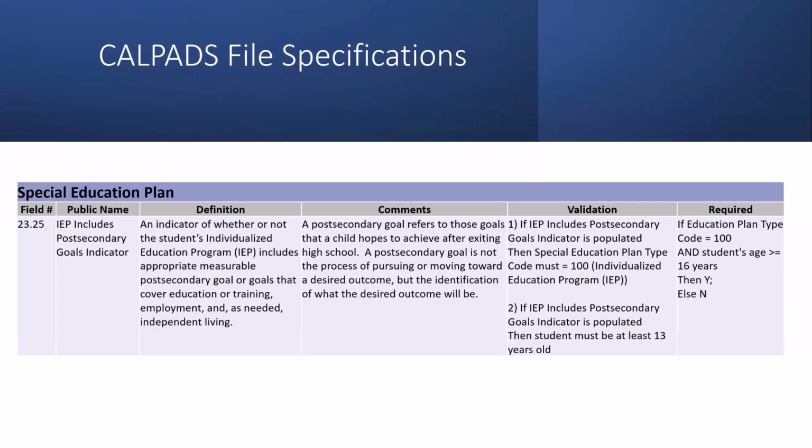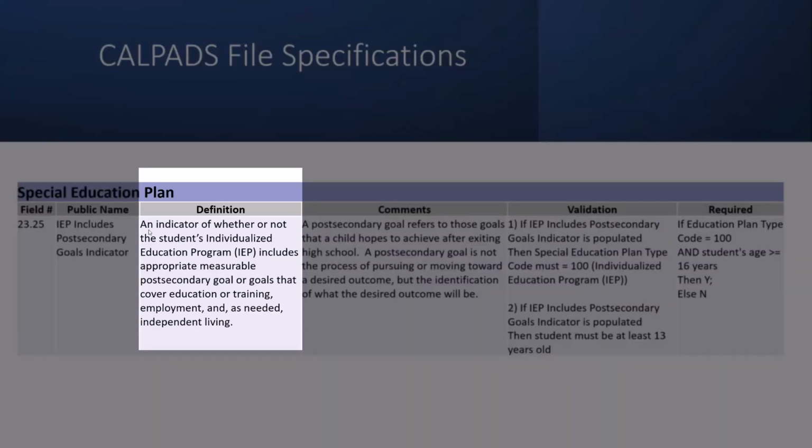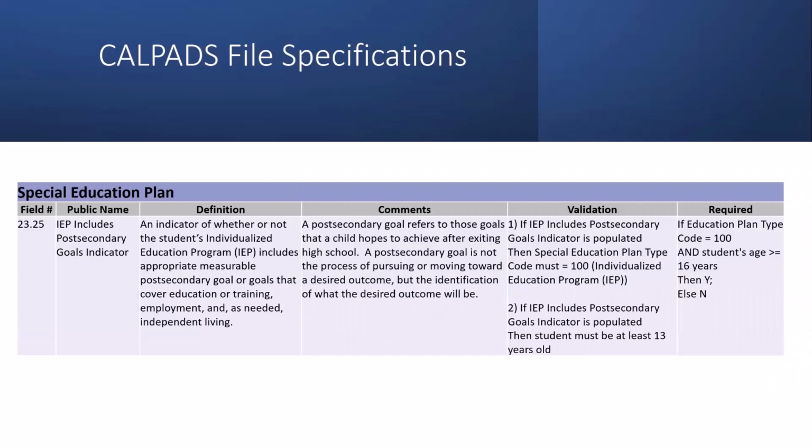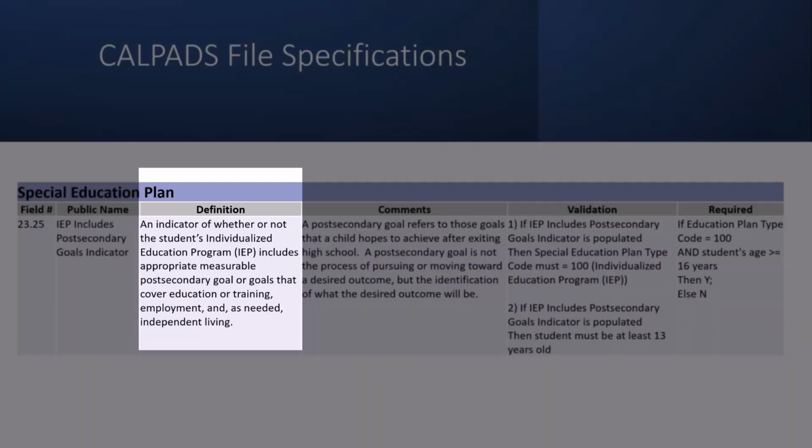Often we have to reference other documentation in addition to the error list, and the CALPADS file specification is a great document that tells us what is expected in particular fields, why they must be populated. You can see in the definition under the field that the IEP includes post-secondary goals indicator is an indication of whether or not the student's individualized education program includes appropriate measurable post-secondary goals or goals that cover education or training, employment, and as needed, independent living.